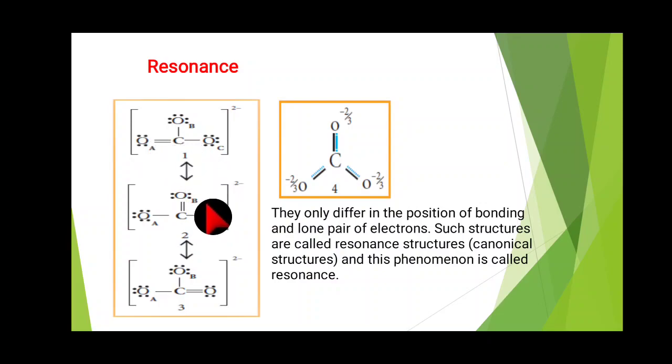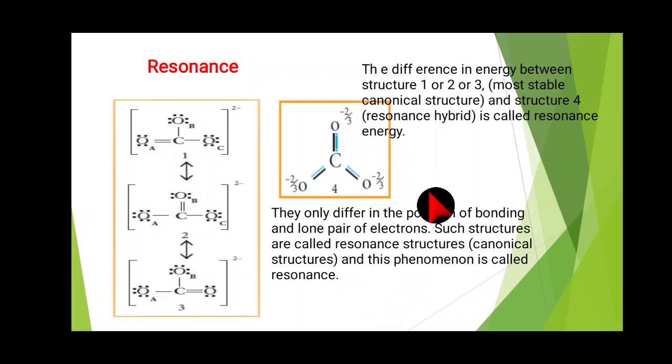C double bond O is on the left side, but in the second one it is up, and in the third one it is on the right side. They differ in the position of bonding and lone pair of electrons. Such structures are called resonance structures or canonical structures. This phenomenon is called resonance. So we can understand what resonance is.